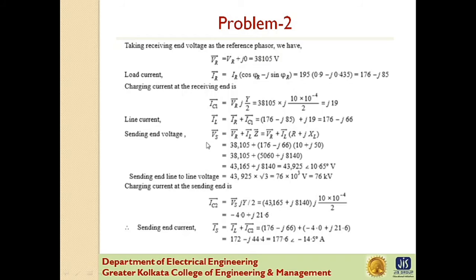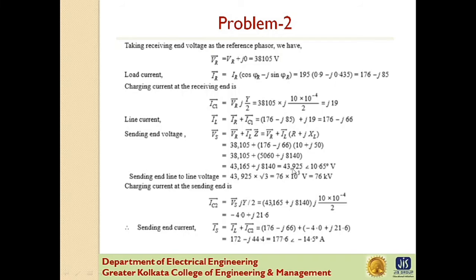Next, sending end voltage Vs equals VR plus IL into Z. Now Z can be written as R plus JXL. So put the value of VR, IL, R, XL. We get the final value of Vs as 43,165 plus J8,140. Now convert this rectangular form into polar form. The magnitude is 43,925 and angle is 10.65 degree volt.